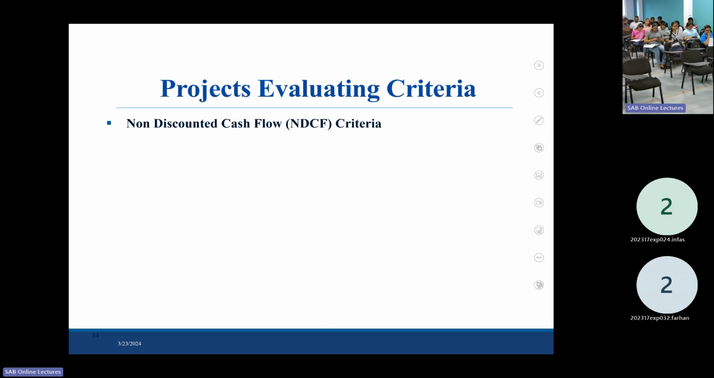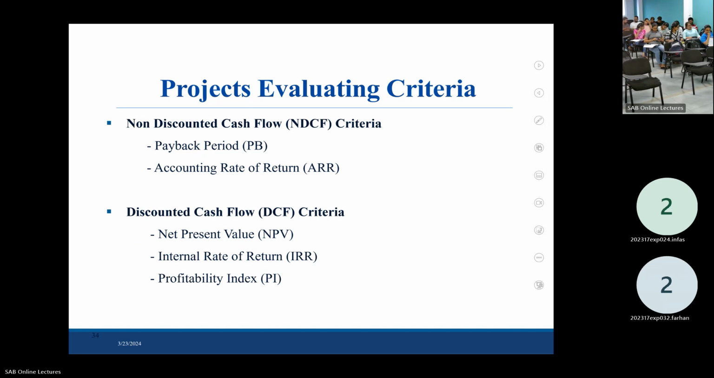The next part is that we are going to evaluate the project. Basically, we consider the non-discounted cash flow based method and the discounted cash flow based method. Can anyone tell me what is the non-discounted and discounted cash flow based method? Time value adjusted, meaning time adjusted cash flow based calculation. Non-discounted means we are not adjusting for time value, we are taking the cash flow as it is.